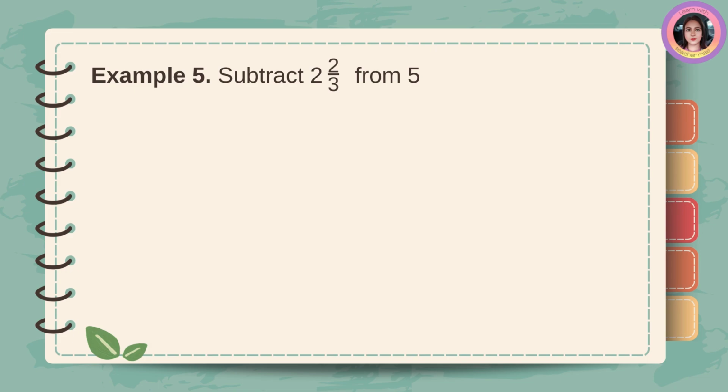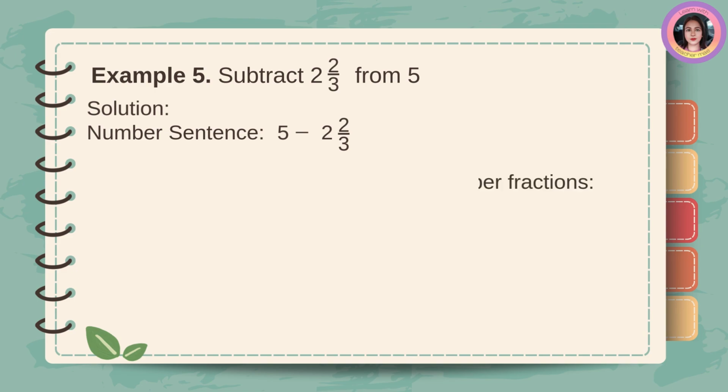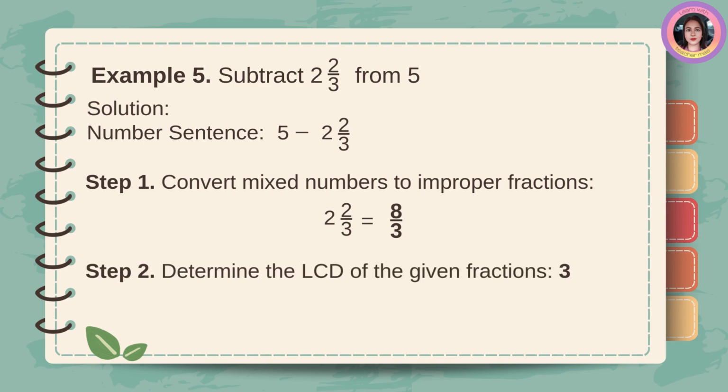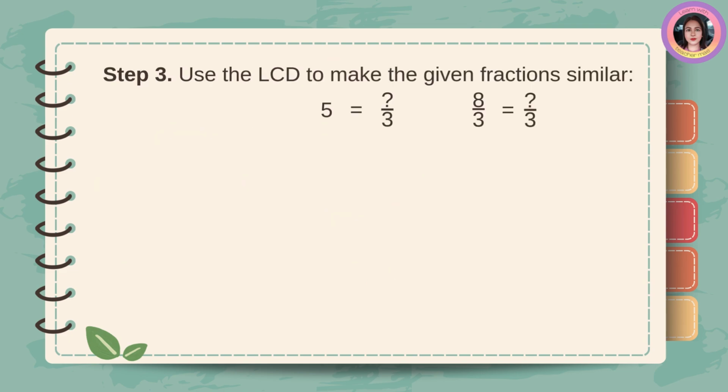Example number 5, subtract 2 and 2/3 from 5. Solution, number sentence, 5 minus 2 and 2/3. Step 1, convert mixed numbers to improper fractions. 2 and 2/3 is equal to 8/3. Step 2, determine the LCD of the given fractions. The LCD is 3.